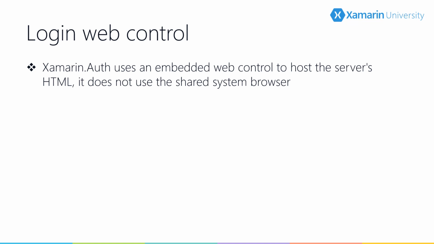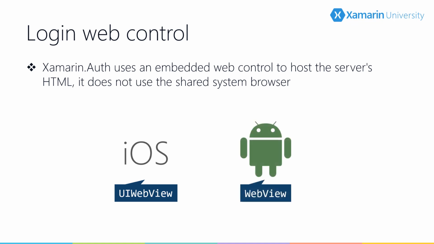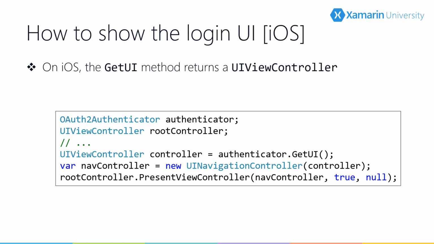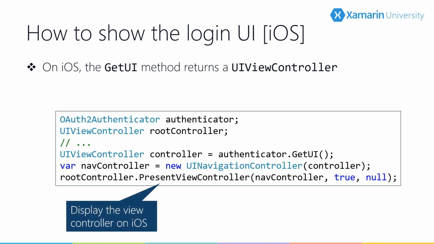Now, the call to GetUI will create a full screen UI with an embedded web control. This will be a UIWebView on iOS and a WebView on Android. For iOS, the GetUI method actually returns a UIViewController, which has the child UIWebView. Now, you can use any method you like to present the view controller, and this will likely depend on your application's navigation structure. In this example, we're calling PresentViewController from the root controller and then wrapping the provided view in a navigation controller to display the navigation bar.